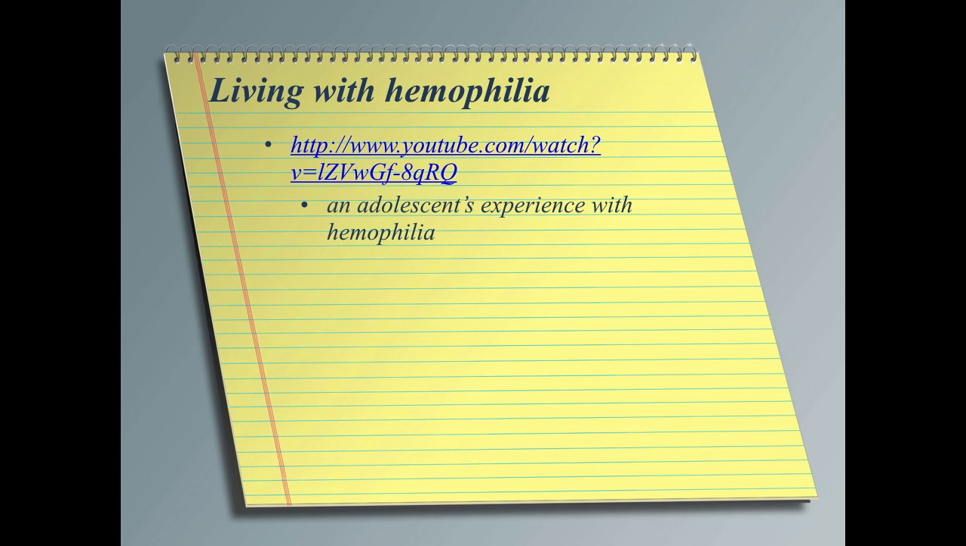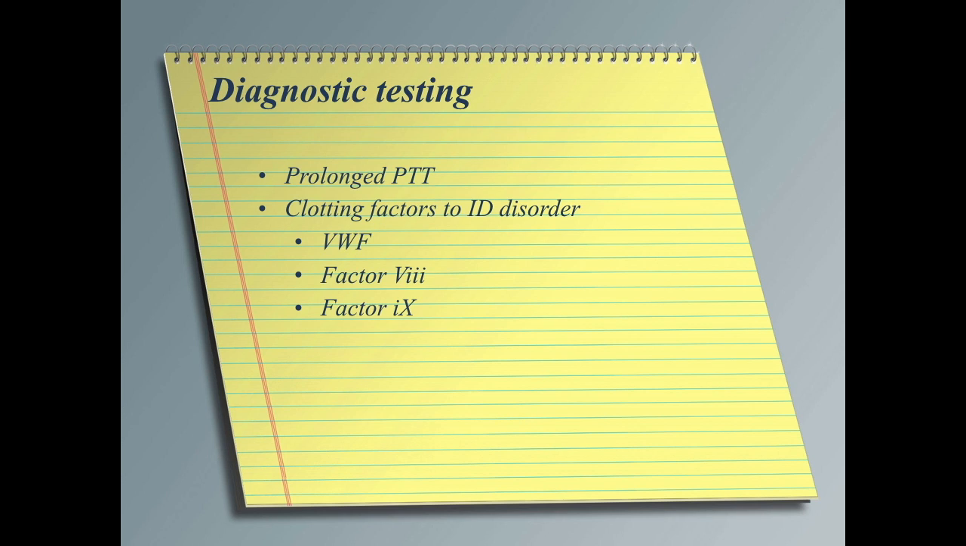Diagnostic testing for hemophilia is finding a prolonged PTT. That's all we have to see. They have a normal PT. And then they will do the clotting factors to identify which particular disorder they have. Are they von Willebrand factor deficient? Are they factor 8 deficient? Or are they factor 9 deficient? Now, mind you, there are other factor deficiencies, but these are the 3 most common.